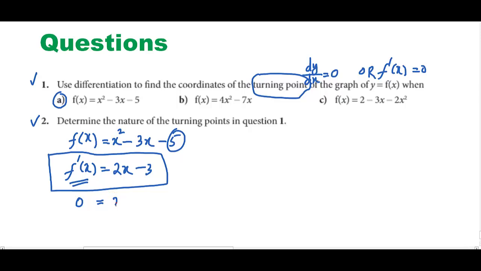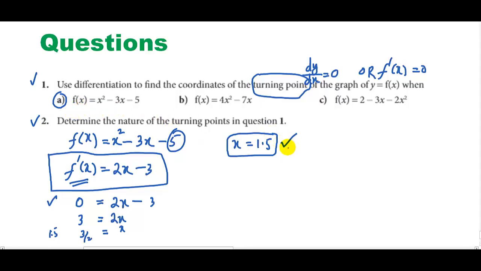So it becomes 0 is equal to 2x minus 3. Now this is the equation. Solve the equation: 2x is equal to plus 3, and x is equal to 3 over 2, which is 1.5. So at x equal to 1.5, this is the turning point of the graph of this function. This is the x value of the turning point. Do you understand how to find a turning point?